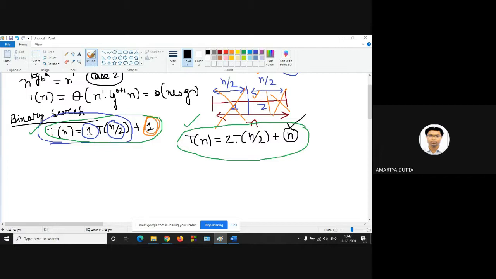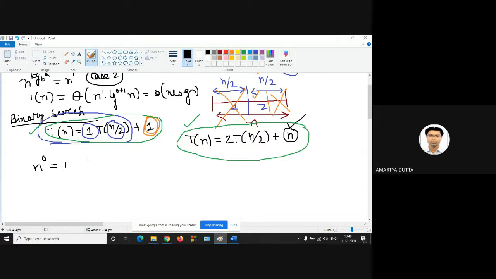So 1 into T of n by 2. Your subproblem size is n by 2, and a is the number of subproblems we deal with. So here a is 1. So n to the power log b base a, n to the power log 1 is 0, so n to the power 0 is 1, and your f(n) is 1. So this belongs to case 2.